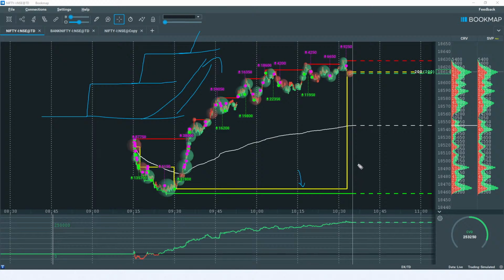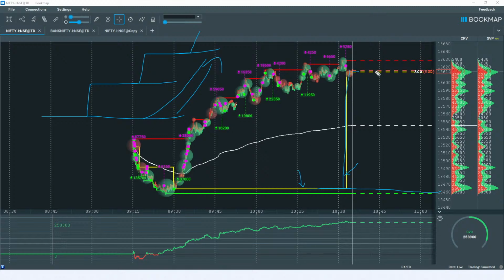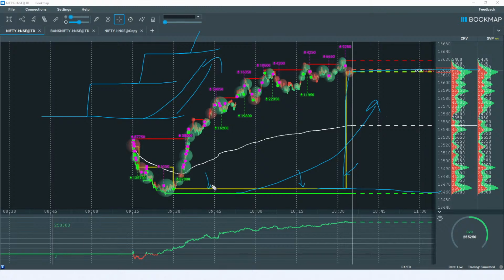As you can see at this stage, the point of control shifted from the 18,460 level to this level because the price is presently trying to accept at the higher levels. That means the transactions are taking place at the higher levels. People are ready to pay more for the market. So that means there is demand in the market. So point of control also we can utilize to identify the immediate trend in the market.